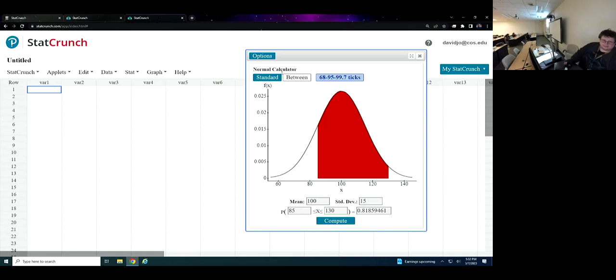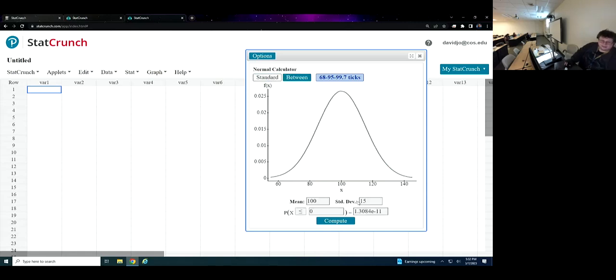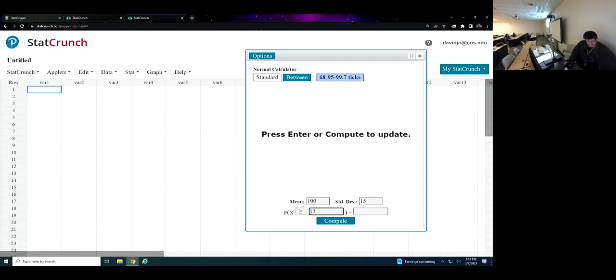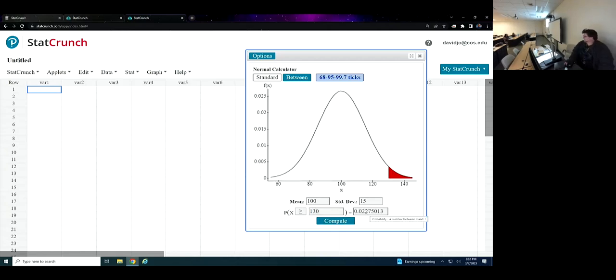We can look at any particular score. If we do something like the probability of being higher than 130, it is relatively small. It looks like it's more than 2%, but that's only 2% of the area. To me, it looks more than 2%.